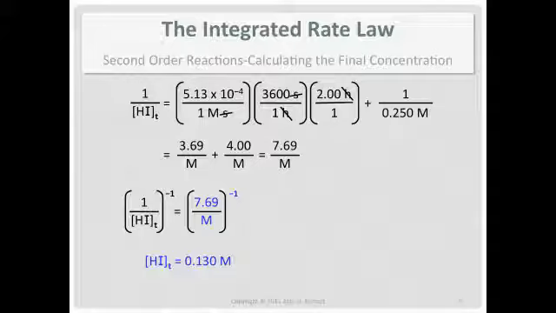Quick common sense check. Final concentration is 0.130 moles per liter. Initial concentration is greater, 0.250 moles per liter. It's decomposing, so the concentration should go down as time progresses. Good.